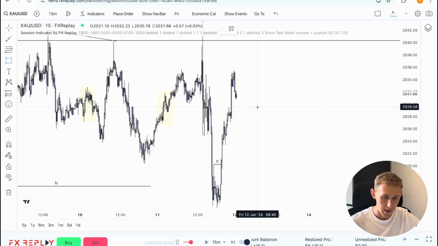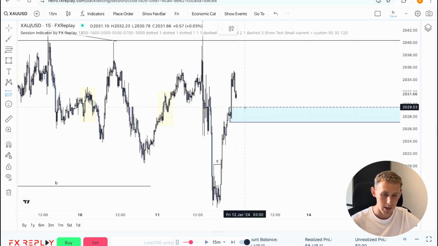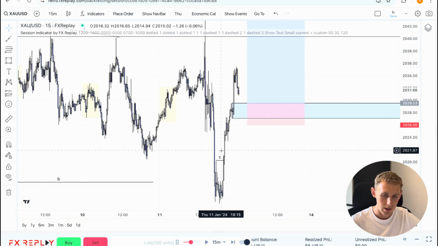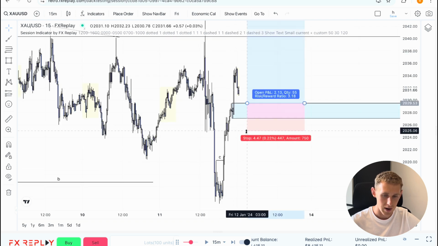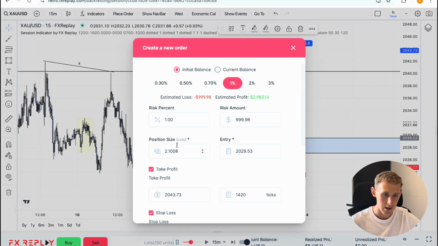I'm actually going to enter on this area instead. Basically just adapt into the momentum. Once you see all of this momentum, you're not expecting price to pull all the way back down into this area. It's just very unlikely. And we can still get a 1 to 3 here, targeting the high.